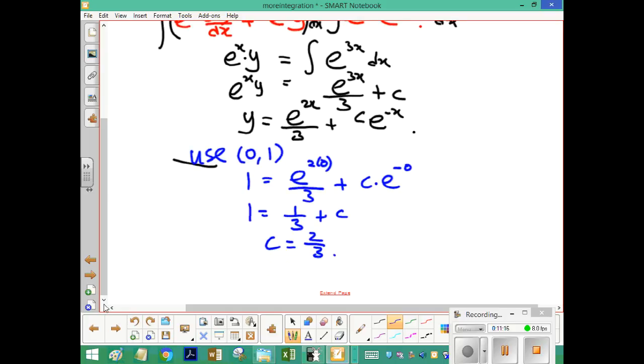All right. And now I can write the full equation. The full equation is y is equal to 1/3 e to the power of 2x plus 2/3 times e to the power of negative x. So here's the answer.